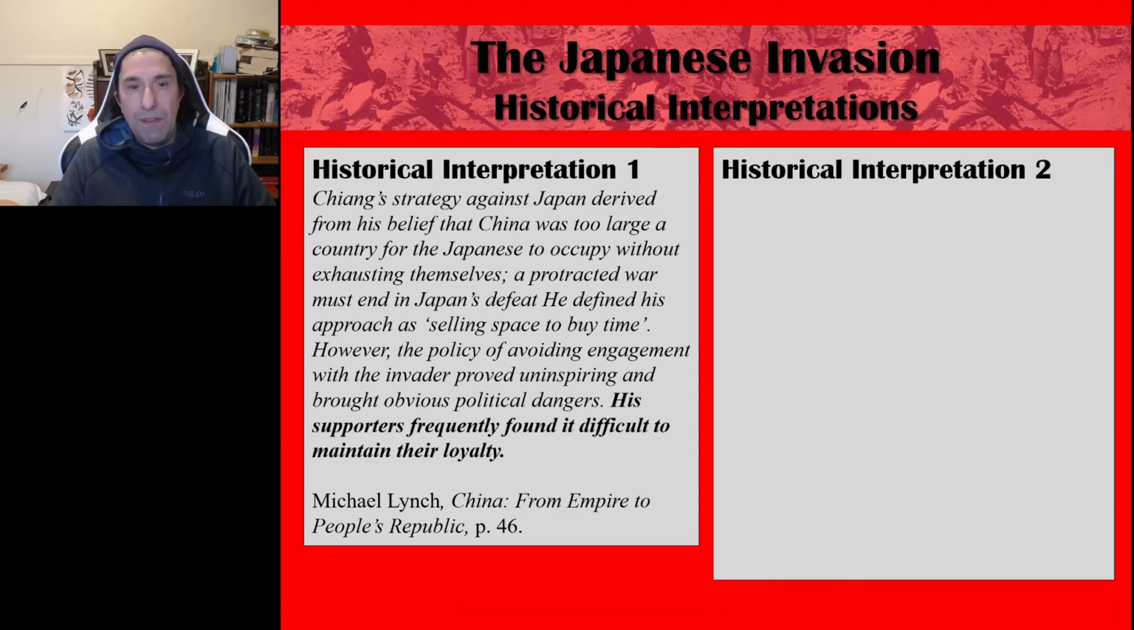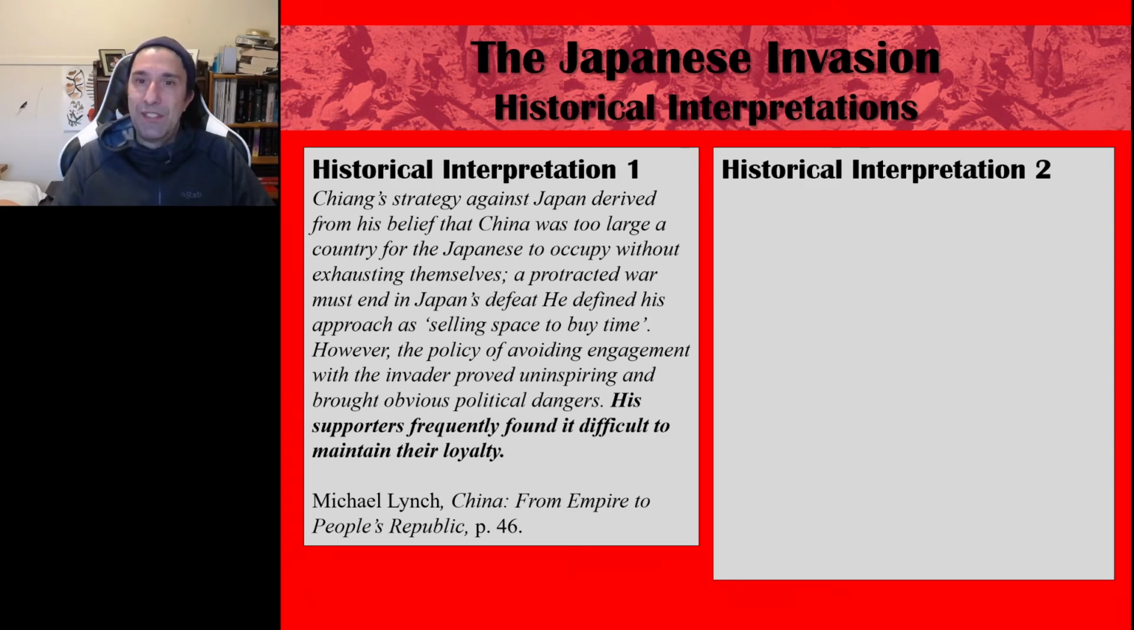However, the policy of avoiding engagement with the invader proved uninspiring and brought obvious political dangers. His supporters frequently found it difficult to maintain their loyalty. So the fact that he wasn't standing up to the Japanese, as a consequence, his troops became disloyal and lost support for Chiang Kai-shek and his rule.